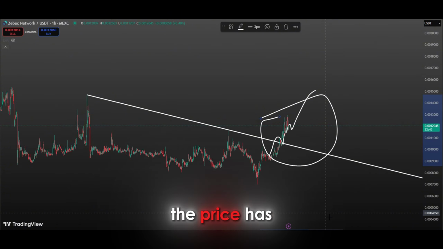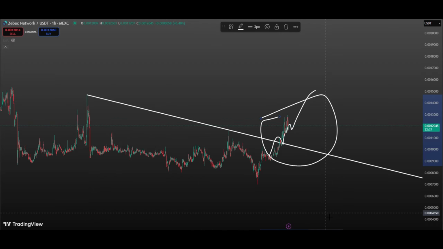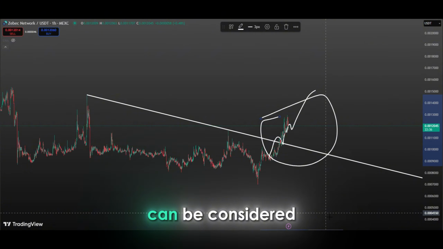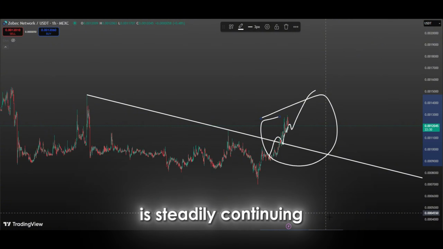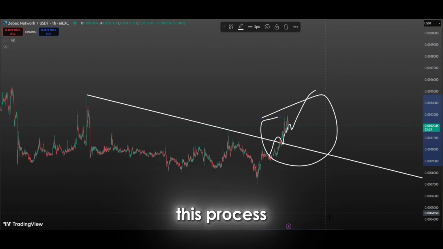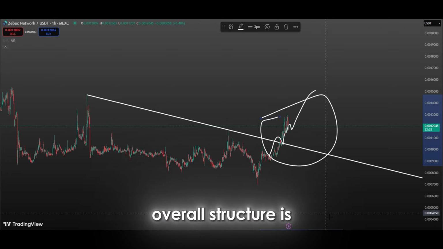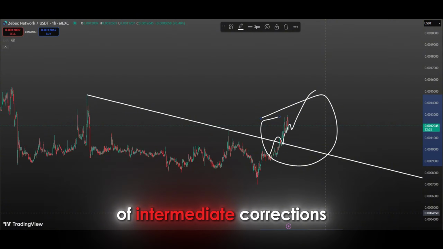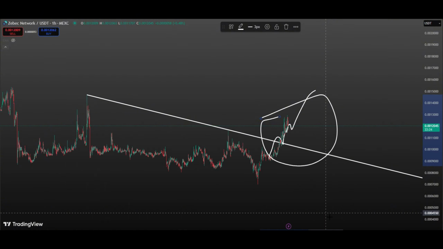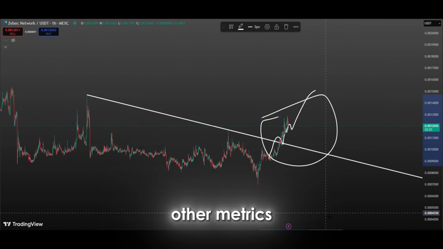As a result, the price has managed to break the downtrend that it has been trapped in for a long time. This technical development can be considered as a strong signal that the market is now entering a new bullish cycle. For the time being, price action suggests that the trend reversal has been confirmed and the uptrend is steadily continuing. Of course, in this process, it is important to know that the overall structure is still positive, without ignoring the possibility of intermediate corrections and short-term profit realizations. But we need to look not only at trends but also at other metrics.